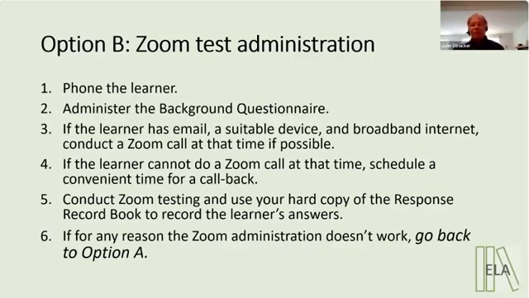If they can't do the Zoom call, then you want to schedule a time for a convenient callback. And then whenever that takes place, either at first contact or on a callback, you'll conduct Zoom testing, and exactly the same as option A, phone testing, you're going to use your hard copy of the response record book to record their answers. Point 6 just comes back to what we were saying. If for any reason the Zoom administration doesn't work, you're back to option A.